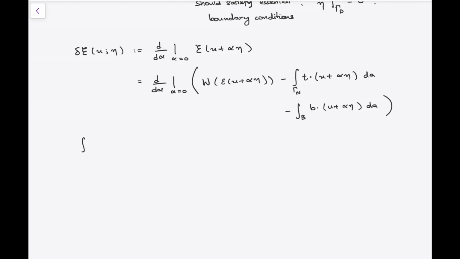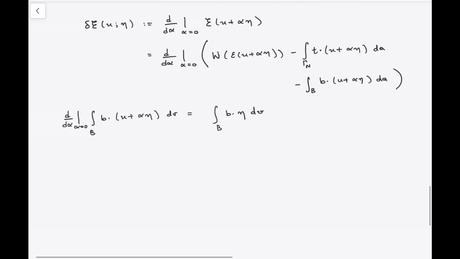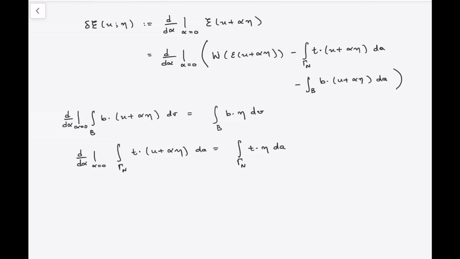Now if you substitute, the integral has to be b dv. Please make the correction. So the integral involving the body forces is easily evaluated as follows, and using the same idea you can evaluate the integral involving the surface tractions, which again gives you an integral of t dot eta over the surface area, over the Neumann boundary.